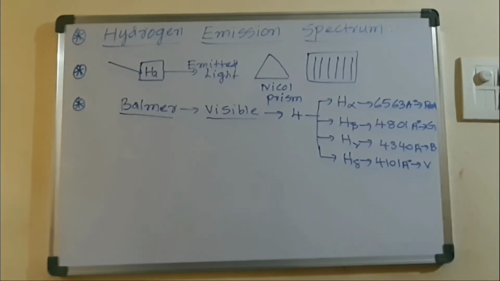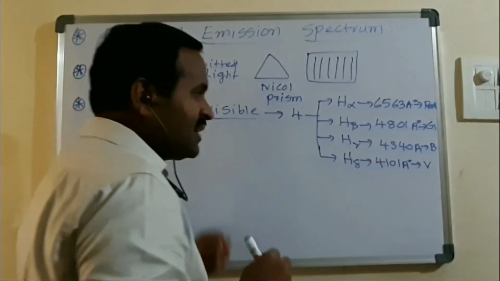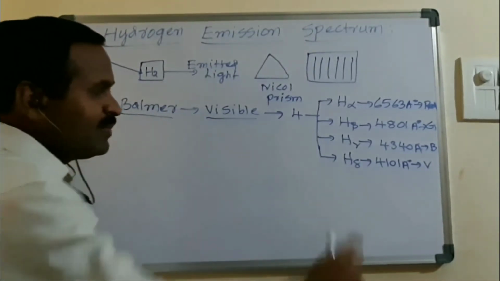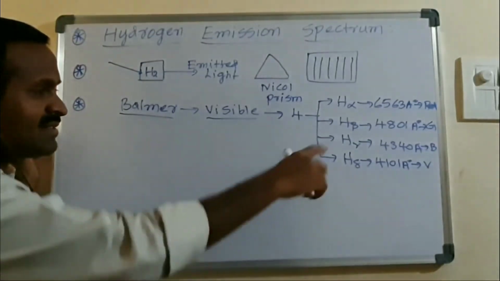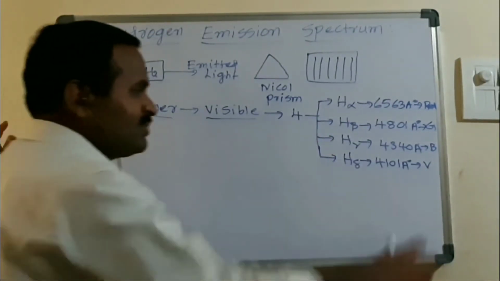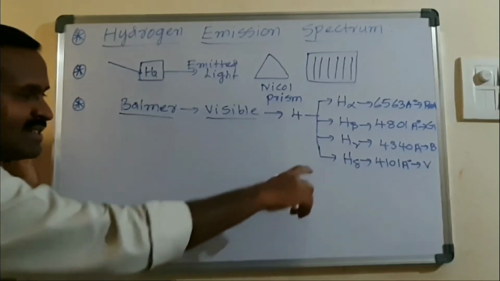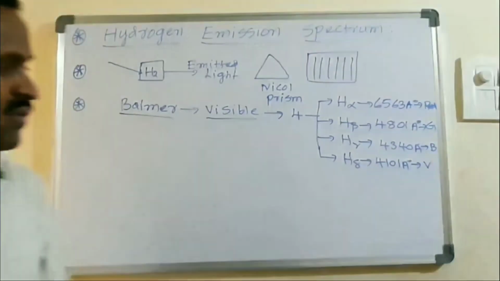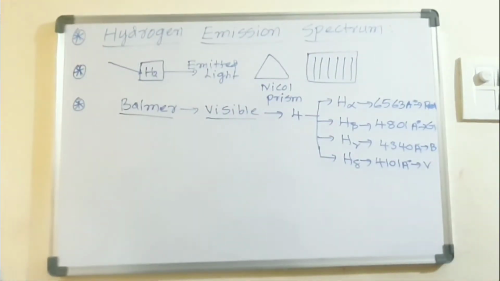And here this H alpha line is at a wavelength of 6563 angstroms, and it appears in red color, whereas the H beta line is at 4861 angstrom, and it appears with green color, whereas the H gamma line is at 4340 angstrom, which appears with blue color, whereas the other one is the H delta line, which is at 4101 angstrom, and which appears with violet color.